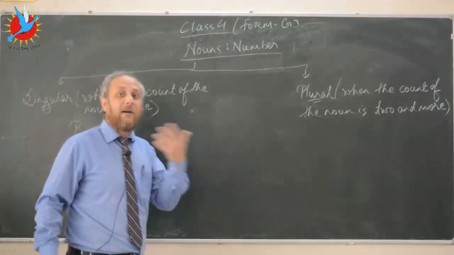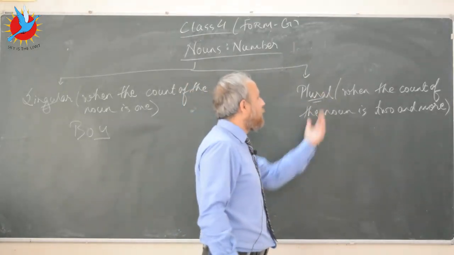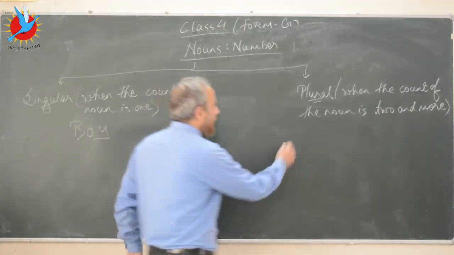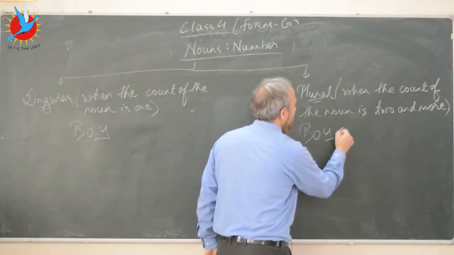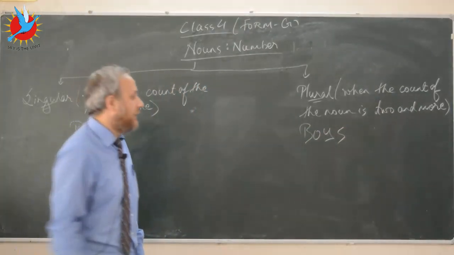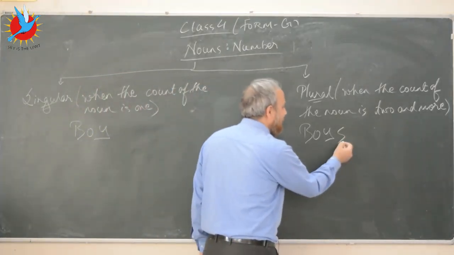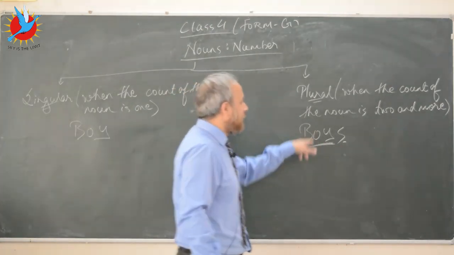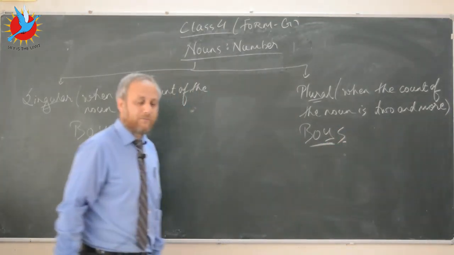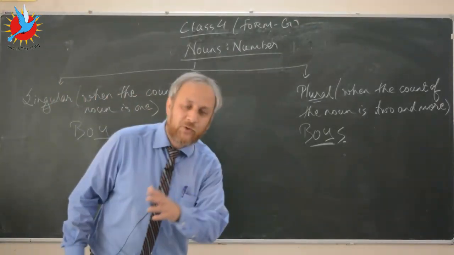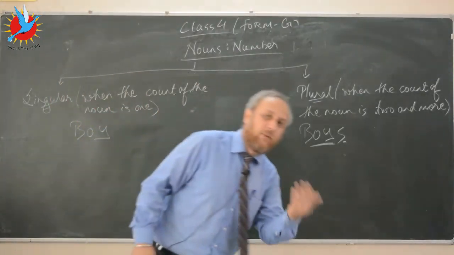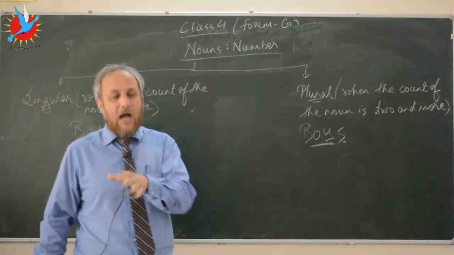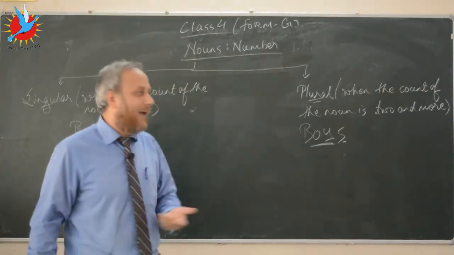Now, what do you mean by a plural noun? A plural noun is when the count of the noun is two or more. So if boy is singular, then boys becomes plural. When I added the letter S to the noun boy, this particular word has become a plural. So it's very simple. Nouns are singular, nouns can be plural as well, and there are different ways of making a singular noun plural. So let's look at a few ways.